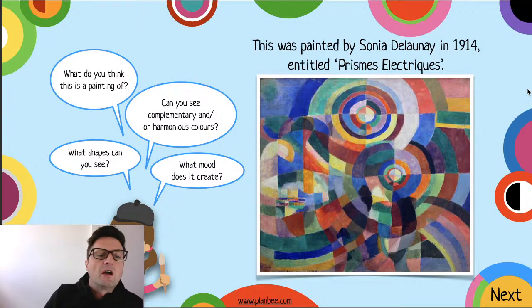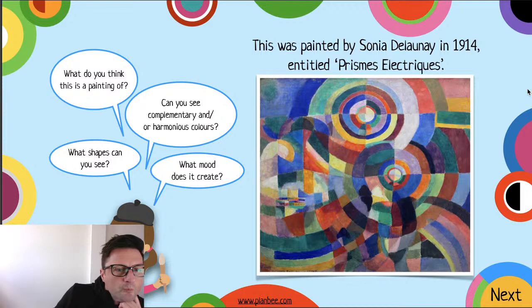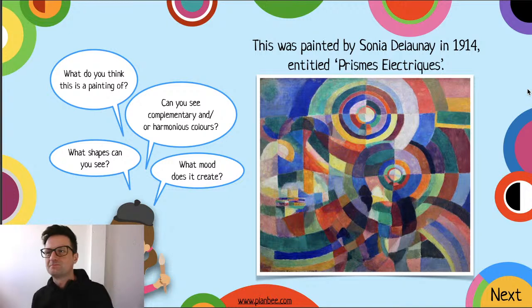So here's another one. And this painting is called Prism Electrique. There's some amazing things going on here with complementary and harmonious colours. And some shapes. What do you notice?